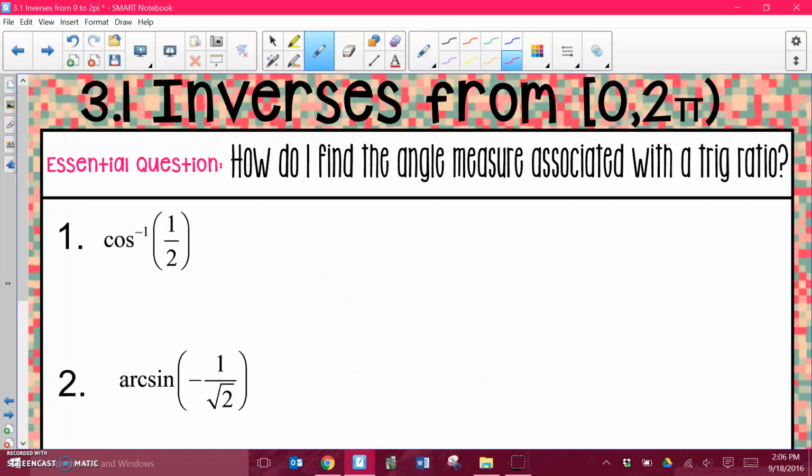Okay, so I'm going to give you something like this. It says inverse cosine of 1/2. So basically, you're going to ask yourself, what triangle will give me this trig ratio? What angle measure would make that triangle that would give me this ratio? The way I always start this is I just draw myself a triangle. So I know that I'm going to have a positive cosine value.